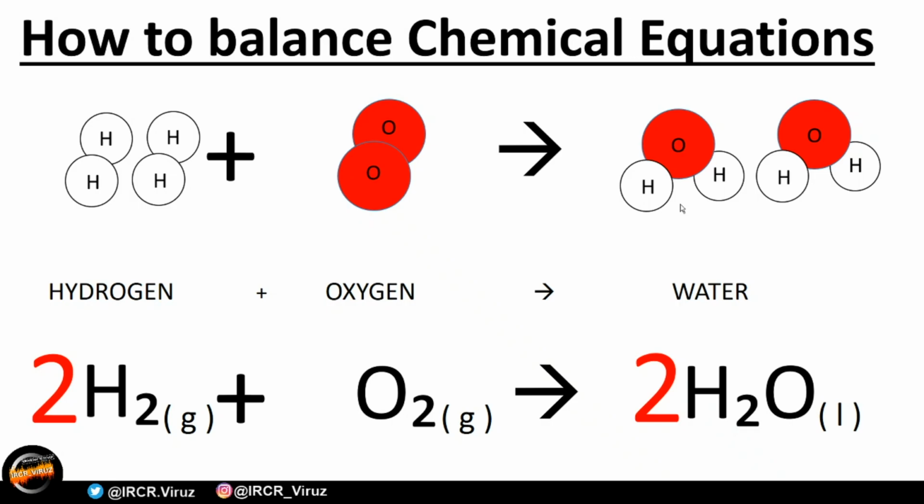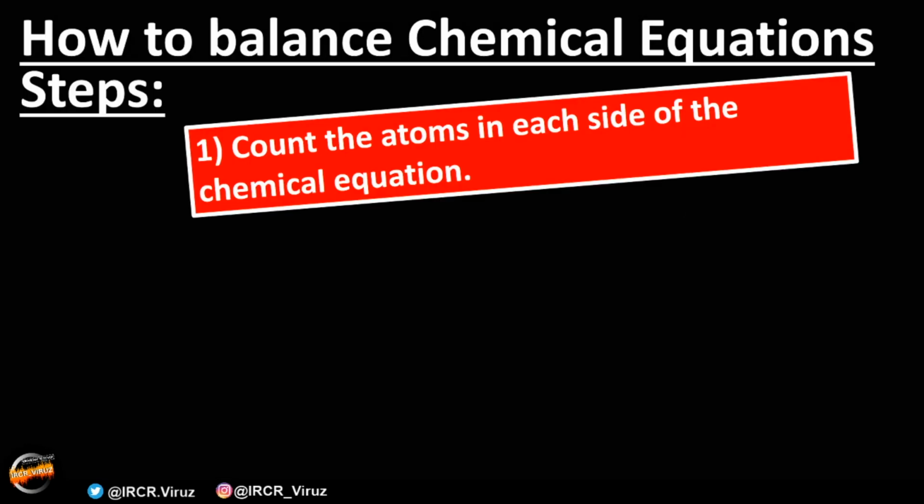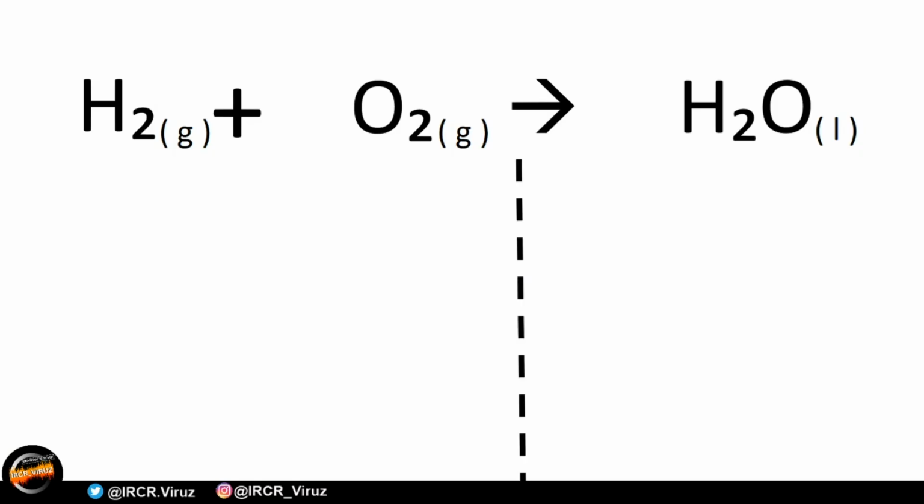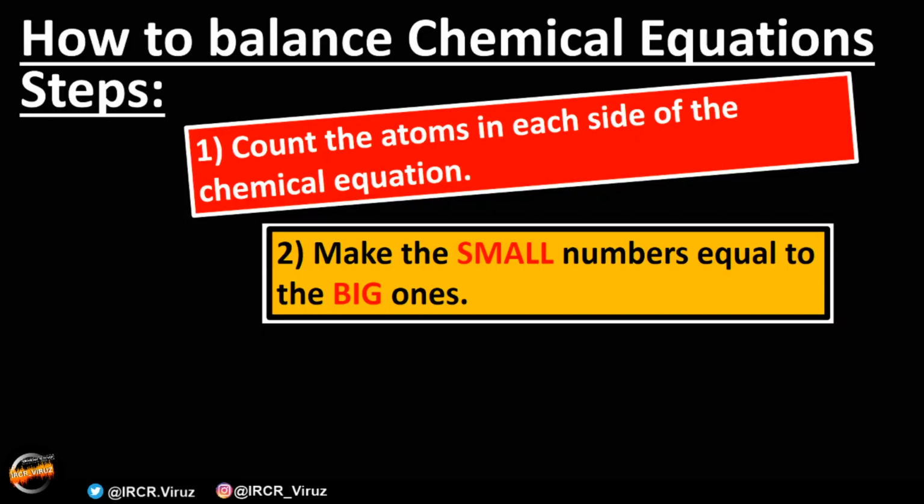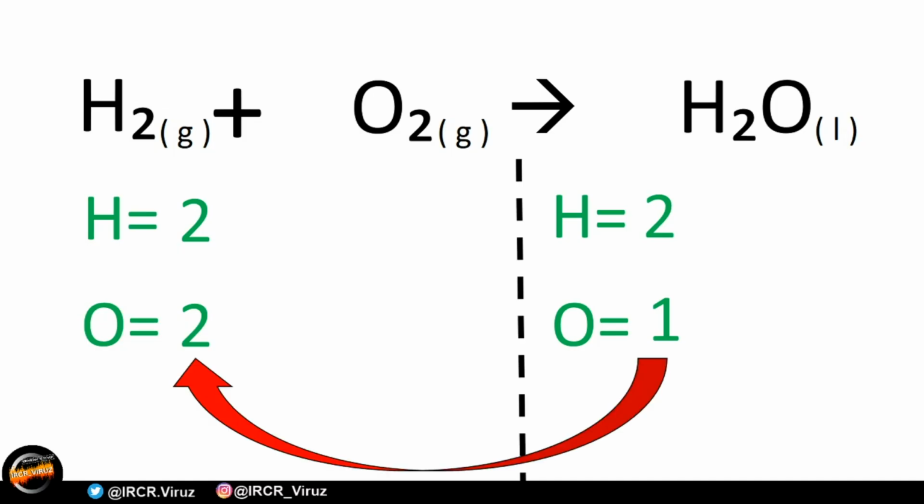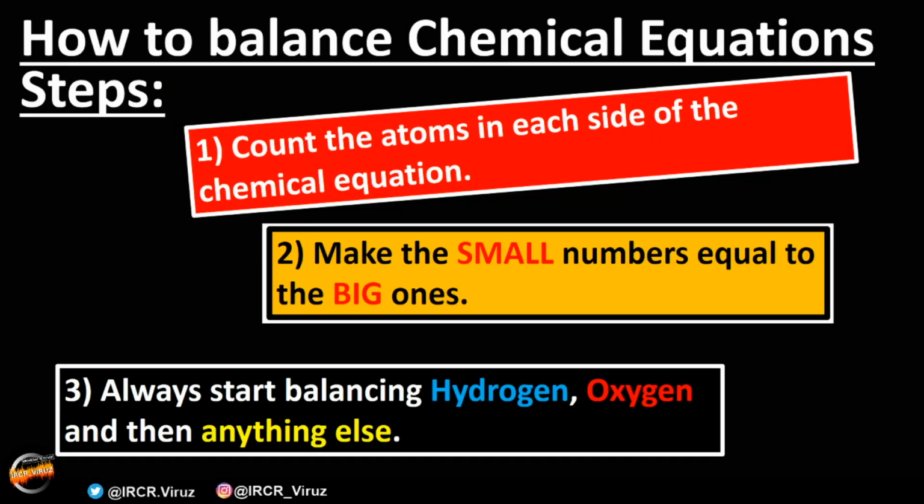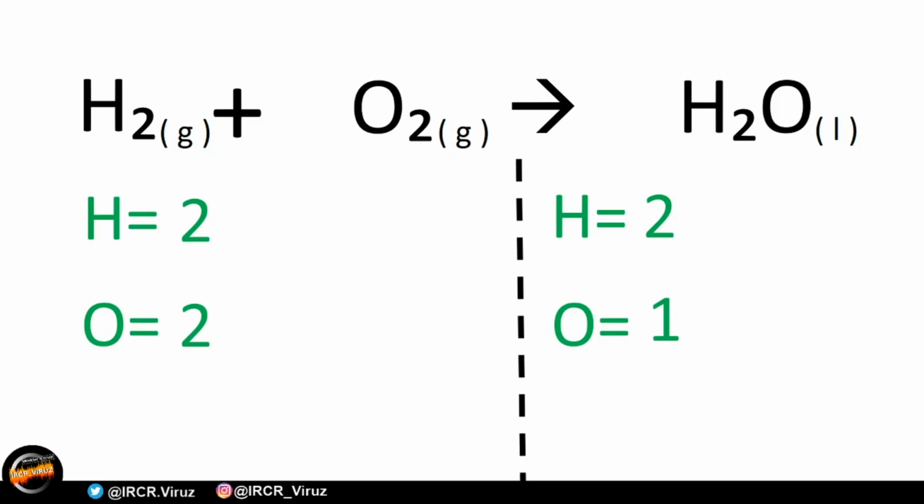But how do we get there? The first step is to count how many atoms there are on each side of the chemical equation. Anything before the arrow and anything after the arrow is what you're looking for. You have two hydrogens on this side, two hydrogens on that side, two oxygens and one oxygen. So we're going to make the small number equal to the big one, so the one has to be equal to the two. Always start by balancing hydrogens, then oxygens, then anything else. At the moment the hydrogens are balanced, so we skip them and go straight to the oxygens.